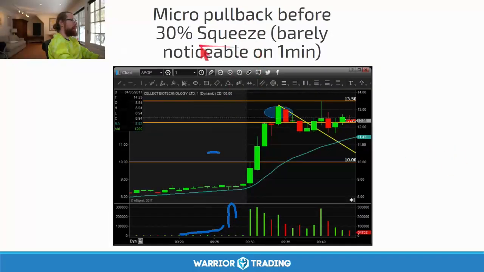Whether or not this would have been a good trade for a small account, I'm not really sure about. Here's another micro pullback before a 30% squeeze. That was right here, just a brief little micro pullback. So you can see how on the 1 minute chart, it surges up, pulls back just for a second, and then it continues higher. So that would have been your first safe spot to look for a pullback entry. Barely noticeable, but it was there.